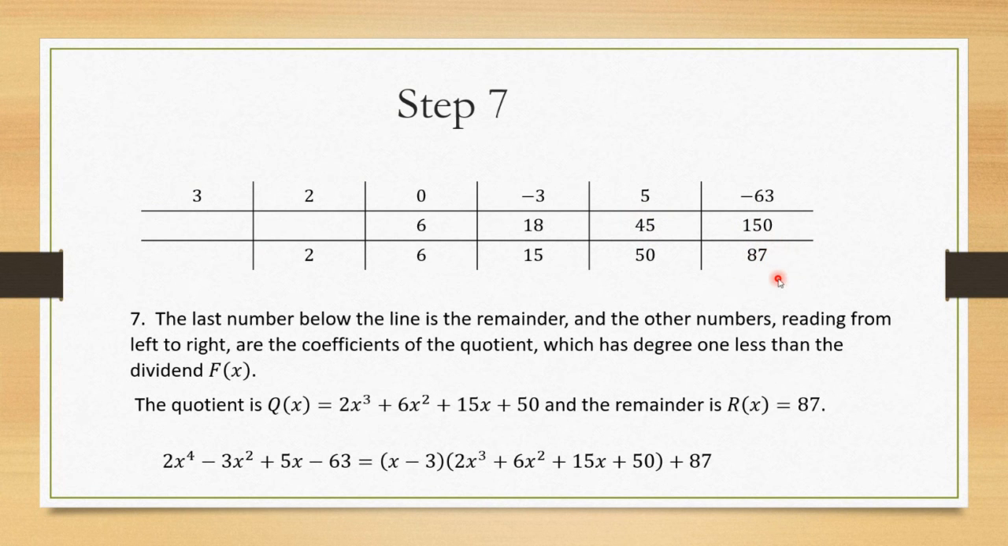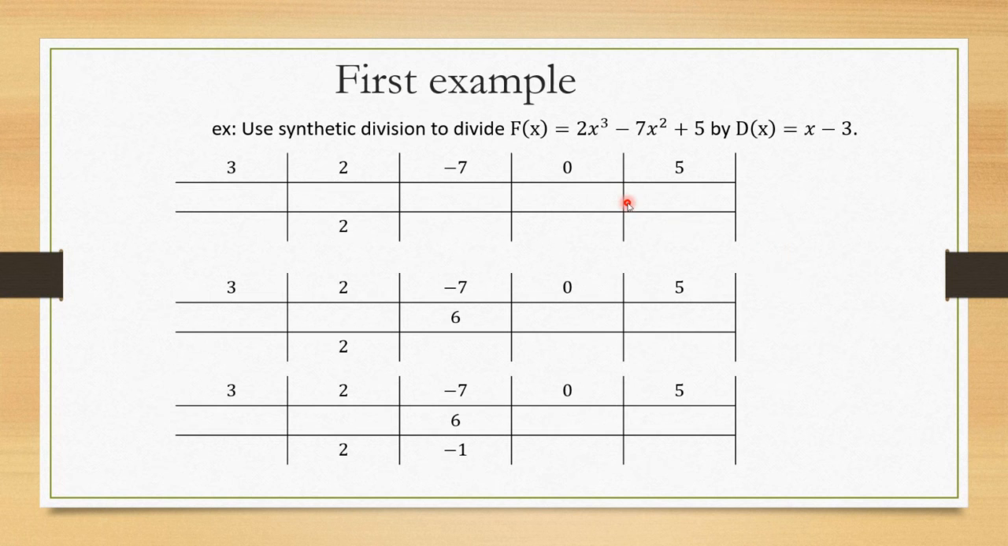For this one, let's do it as well. Notice this is our dividend, capital F of x. We're dividing it by this. We're going to have this 3 for this column. The divisor is x minus 3, so 3 goes here.